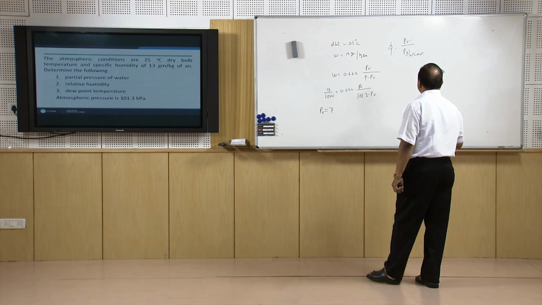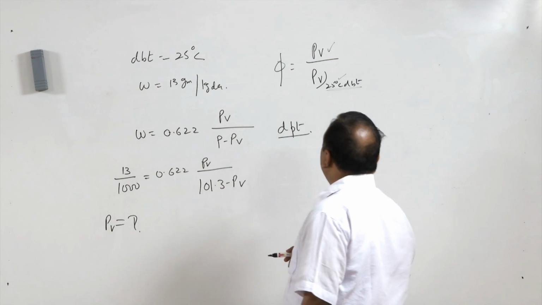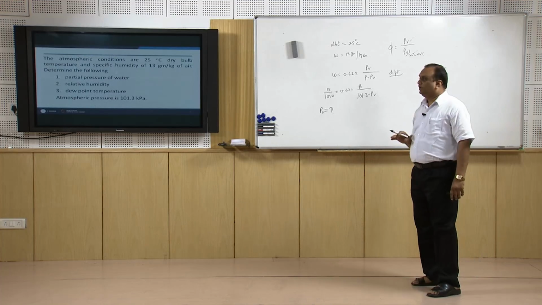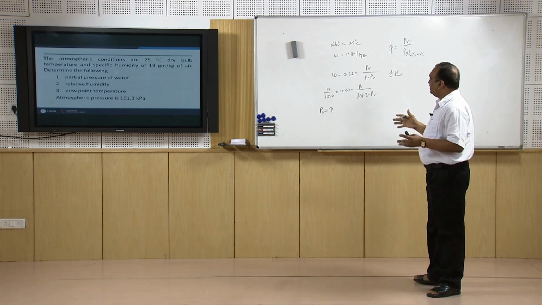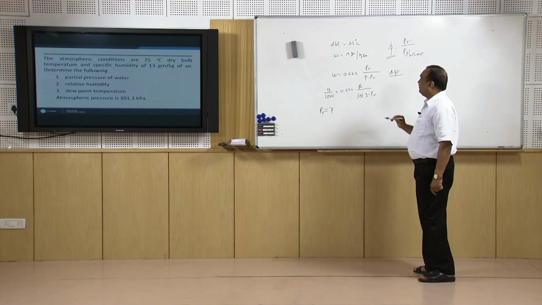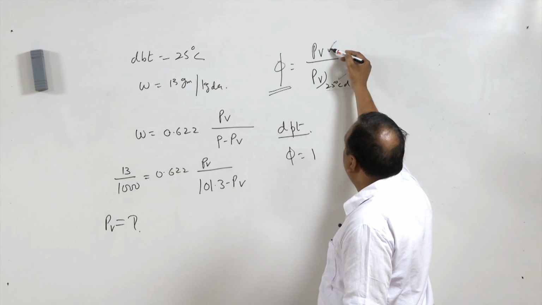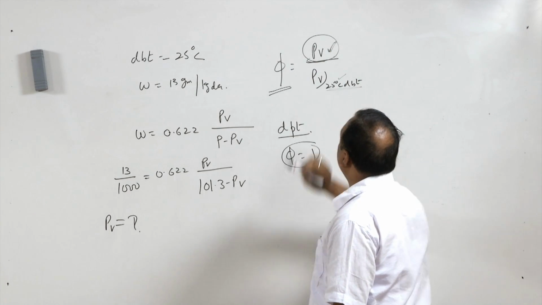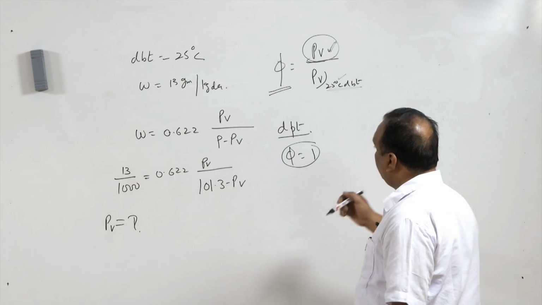Dew point temperature. Now, when will the dew point arrive? The dew point will arrive when the vapor is completely saturated. A sample of vapor has a certain relative humidity, and the dew point will arrive when phi is equal to 1. It means this PV becomes the saturation pressure, right. So, we will keep on reducing the temperature.